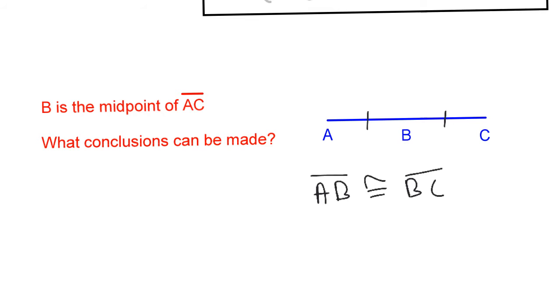Okay, so in other words, if segment AB is 7 inches long, BC will be also 7 inches long. In other words, segment AC will be 14 inches long. Okay, so if B is the midpoint of segment AC, it means that segment AB is congruent to segment BC.